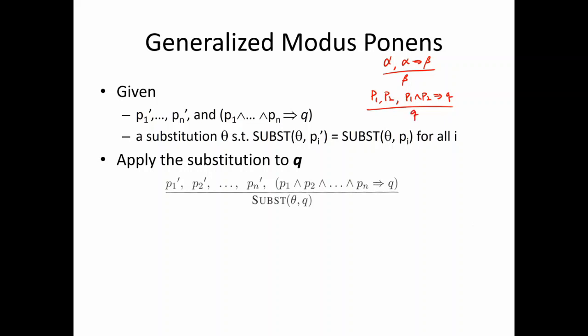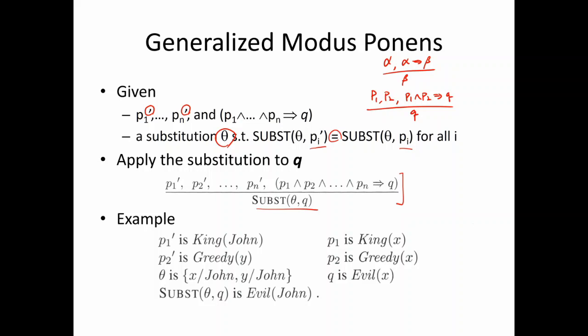But in this case, we have an issue because the propositions don't match up. And they only match up using some substitution theta. And that substitution is some substitution that makes propositions Pi prime and Pi equivalent. Once you have such a theta, then the resulting Q becomes Q with all the substitution made based on theta. So here's an example. So we have P1 prime is King John.